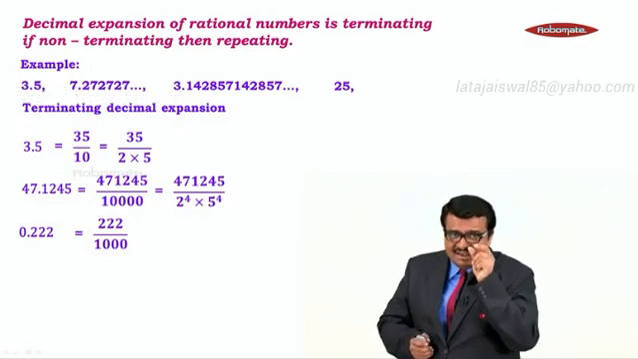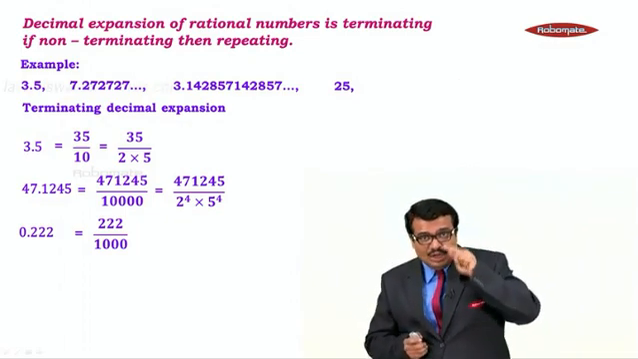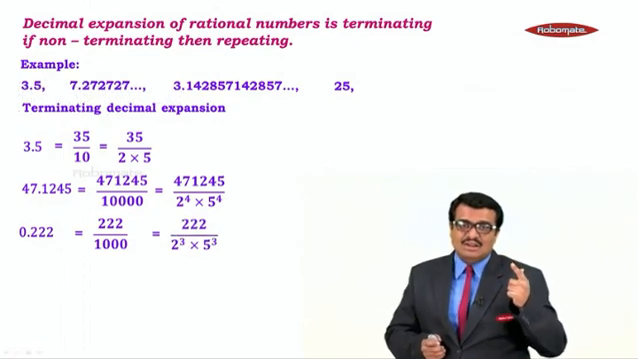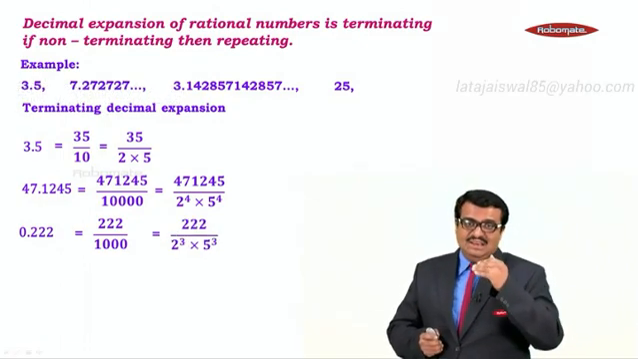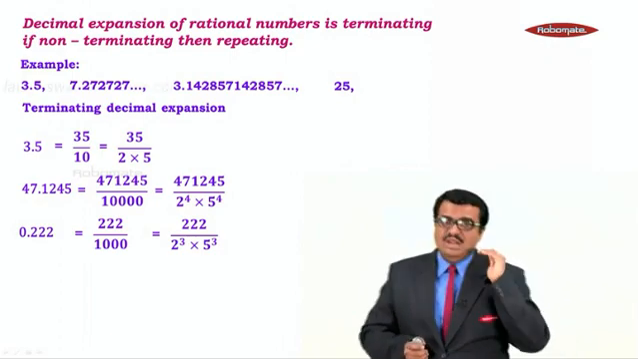But that 10 can be written as 2 into 5. So 10 raised to 3 is nothing but what? 2 into 5 the whole raised to 3. And 2 into 5 the whole raised to 3 is nothing but what? 2 raised to 3 into 5 raised to 3. Just look at the denominator. Numerator is 222 only. 2 raised to 3 into 5 raised to 3.